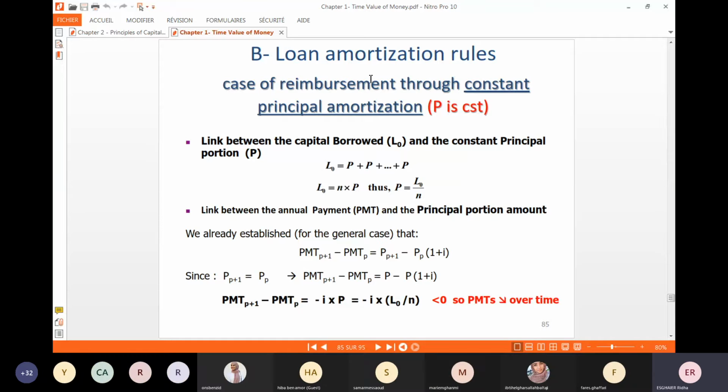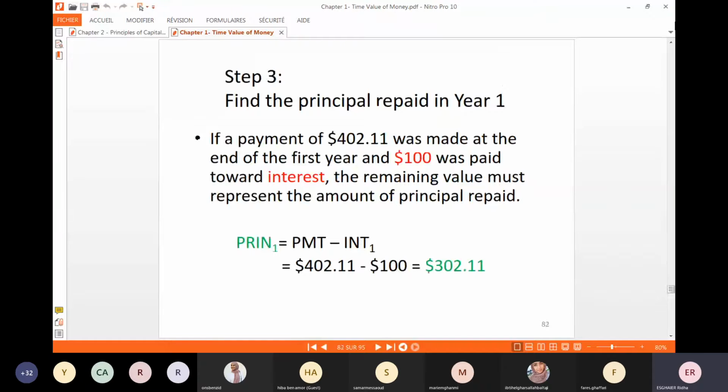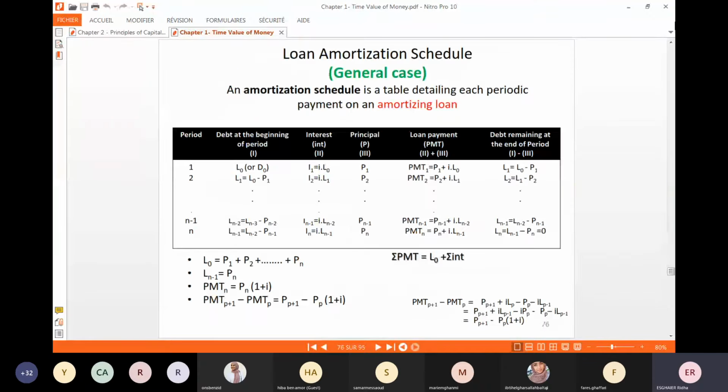Right. During the previous session, we talked about loan amortization. We said that amortizing a loan means reimbursing a loan. We saw how to construct the amortization schedule regardless of the modality of reimbursement. From this amortization schedule, we derived different formulas here.